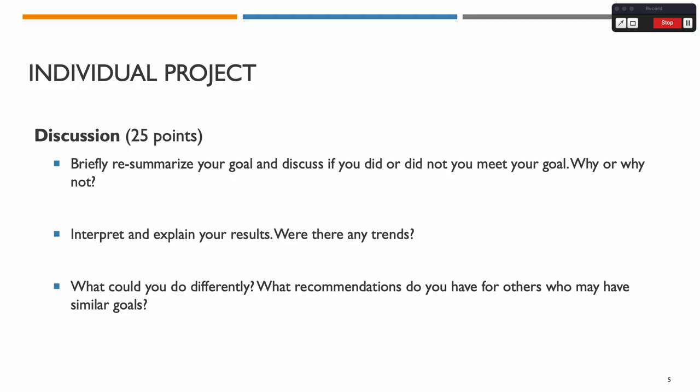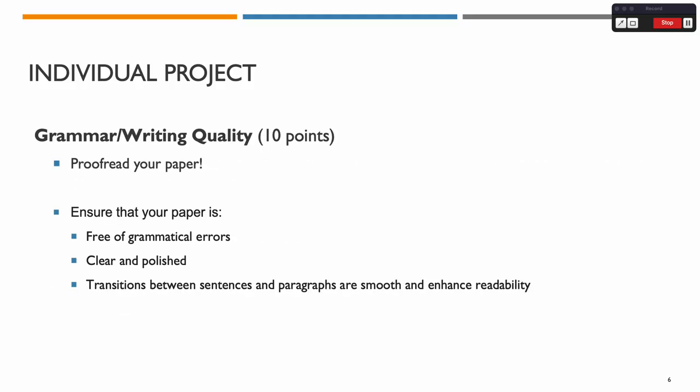Interpret and explain your results, like what were the trends you saw? When were you successful? When were you not? How did that influence your health? How you felt? Things like that. And then what could you have done differently, and give recommendations to other people with similar goals. And so try to wrap that all up in that paper that you'll write. So just be thinking about these things now and start tracking things down and make it a lot easier.